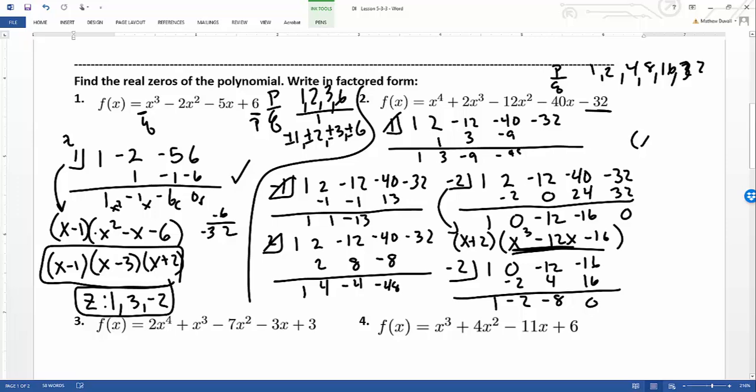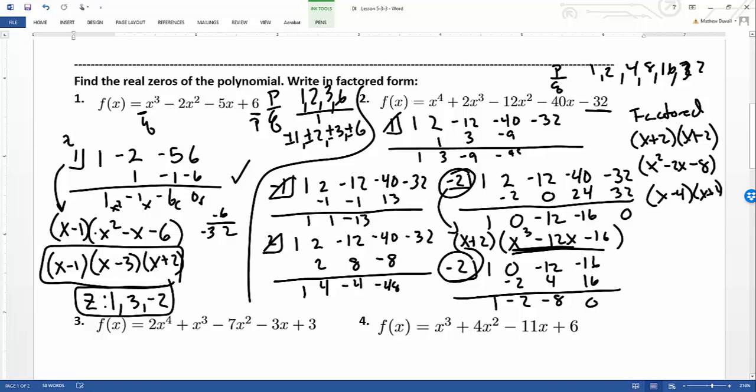So what does that mean now? So now I have this x plus 2 from the beginning. I have x plus 2 again from this one. And then I'm left with x squared minus 2x minus 8. Now that's the factored form. And now I can go through and factor that further. That's x minus 4, x plus 2. So I can simplify that into x plus 2 cubed, x minus 4. And then my zeros are going to be negative 2 and 4.